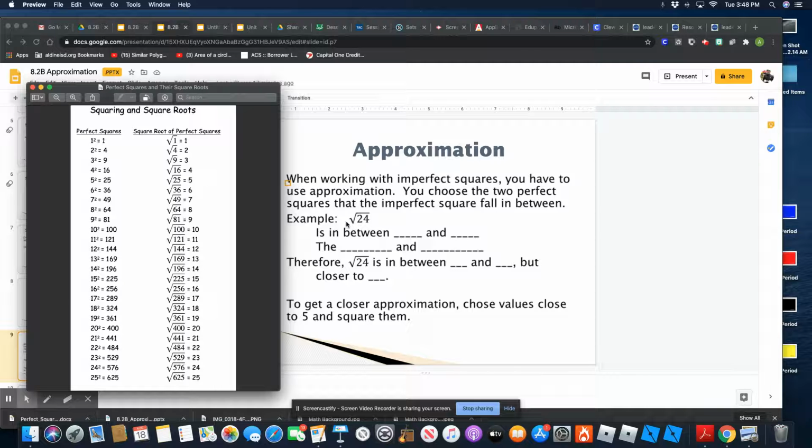Again, the square root of 24 would be between the square root of 16 and the square root of 25. And because the square root of 16 is 4 and the square root of 25 is 5, I know that the value of the square root of 24 must be between 4 and 5. And if I wanted to be a little more approximate, I could say that it would be closer to the value of 5 because 24 is closer to 25. Okay?